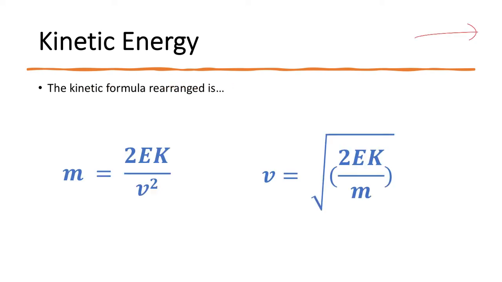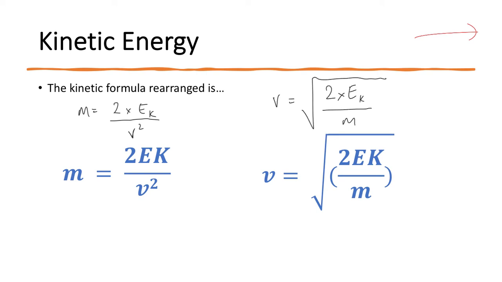Look at the rearrangement of the equation. If you're trying to solve for the mass of something, mass is equal to 2 times EK over v squared. Or alternatively, v, and this is much more important, is equal to the square root of 2 times EK over the mass. That's just a rearrangement. That K really should be a small k.